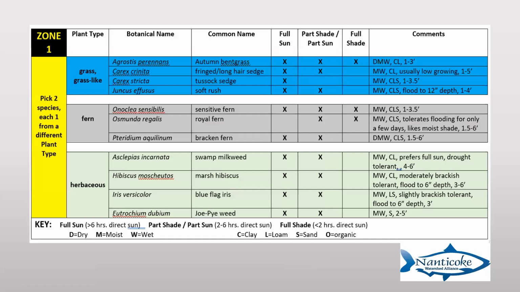Okay, so this is just zone 1. And I have copies of this stuff as well as some other brochures if anybody's interested after the call. And so what you would do is you would just pick 2 species from here. I have 3 plant types, but it's 2 species, one from a different plant type, not from each necessarily. So you would either pick a grass-like plant, a fern, or an herbaceous, but just go with 2 of them.